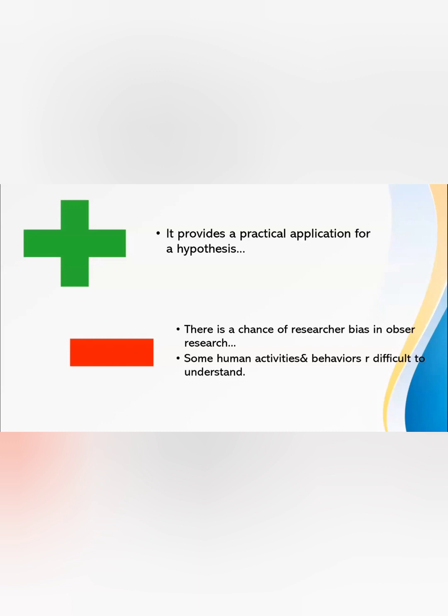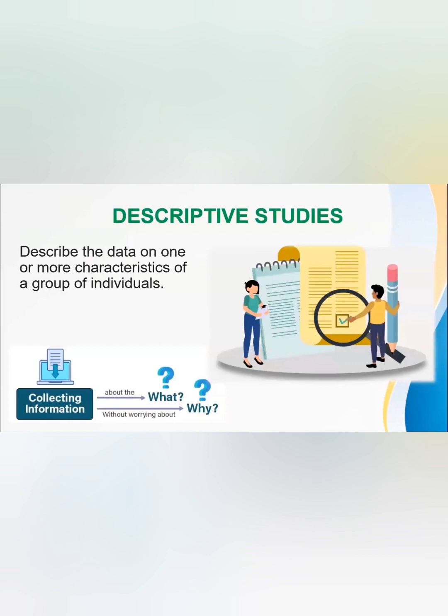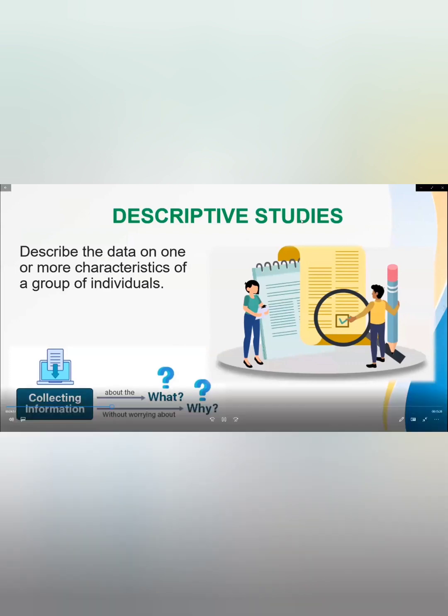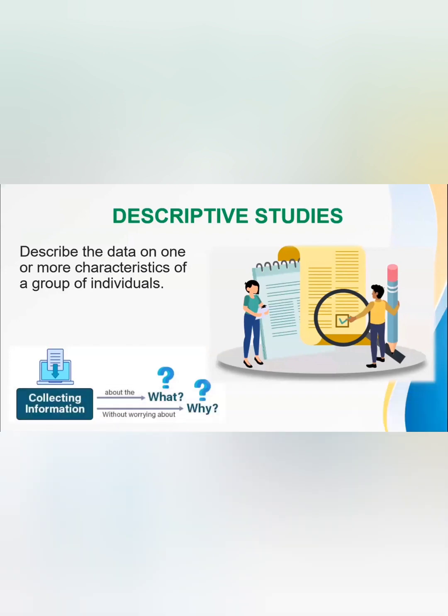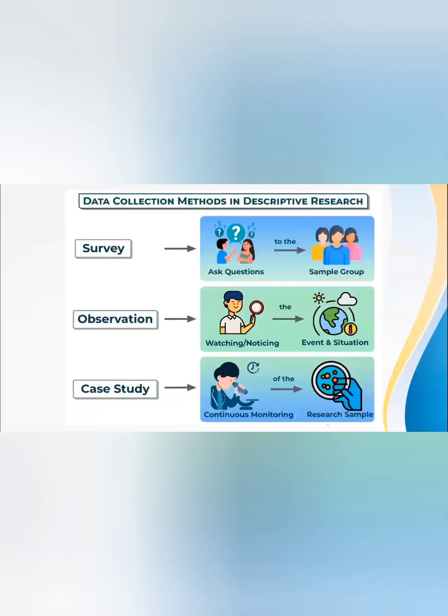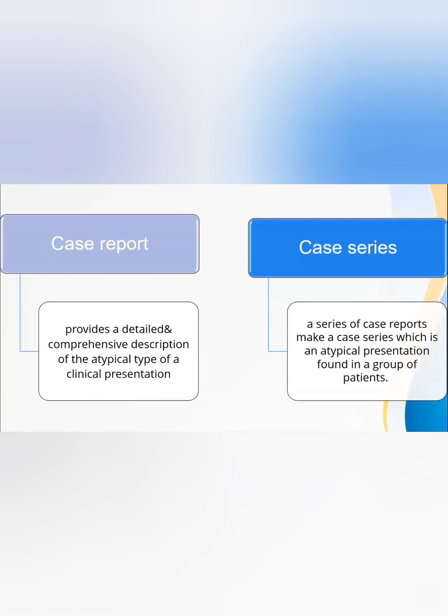Now we will move on to descriptive studies. It describes the data on one or more characteristics of a group of individuals. It does not try to answer questions or establish relationships between variables. The data collection methods in descriptive studies are by means of a survey, by observation, or a case study. What do you mean by case report?